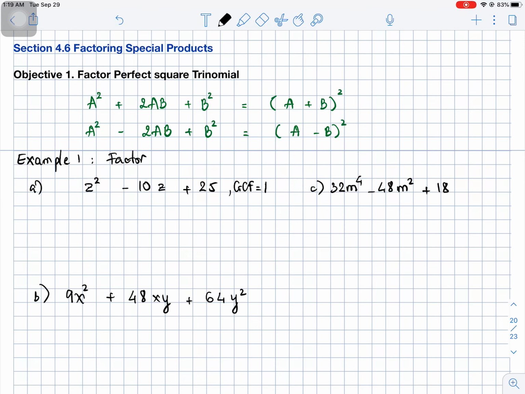Section 4.6 Factoring Special Products. Objective number 1. Factor perfect square trinomial.